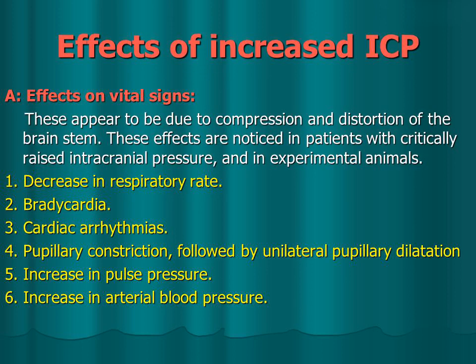Effects of increased ICP. A. Effects on vital signs. These appear to be due to compression and distortion of the brainstem. These effects are noticed in patients with critically raised intracranial pressure, and in experimental animals. 1. Decrease in respiratory rate. 2. Bradycardia. 3. Cardiac arrhythmias. 4. Pupillary constriction, followed by unilateral pupillary dilatation. 5. Increasing pulse pressure. 6. Increase in arterial blood pressure.